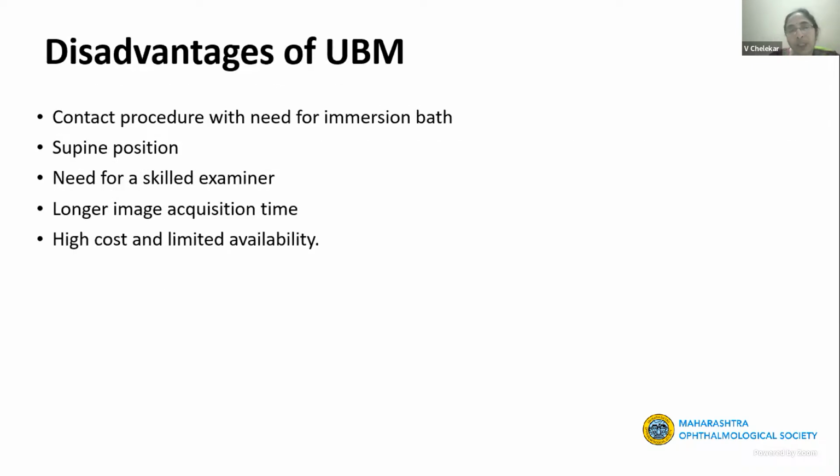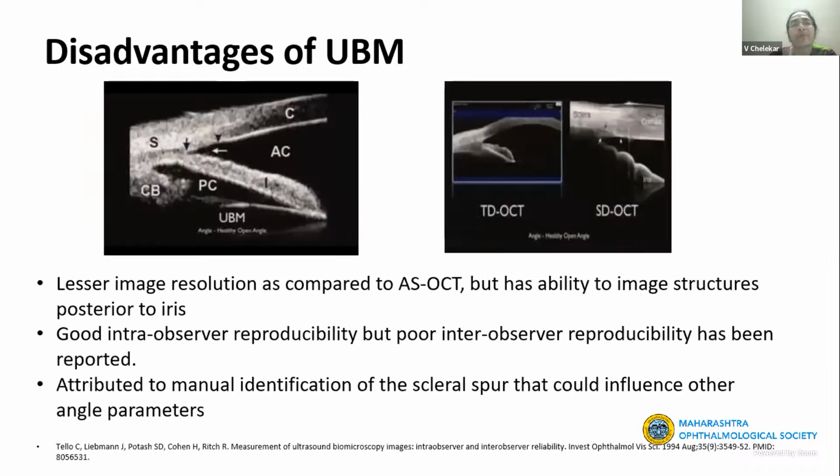With the UBM also, there are certain disadvantages. It is a contact procedure and there is a need for an immersion bath. The patient has to be in supine position. There is a need for a skilled examiner, and it takes a little longer to acquire the images. Of course, it has a high cost and limited availability.